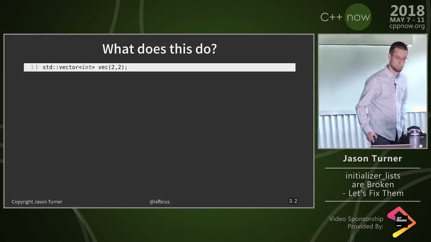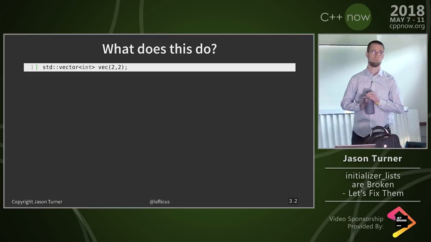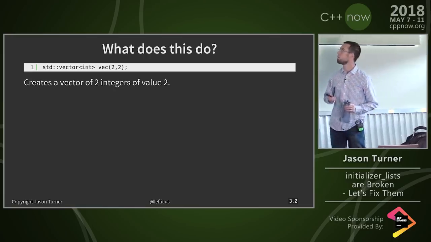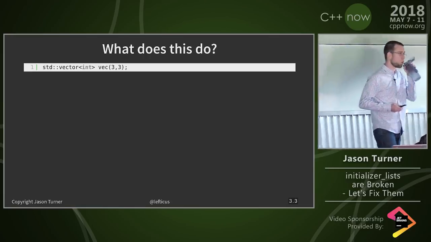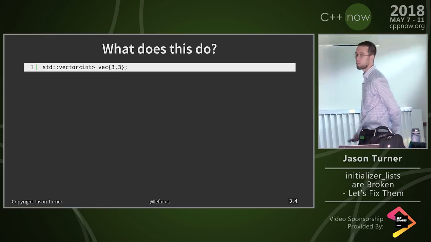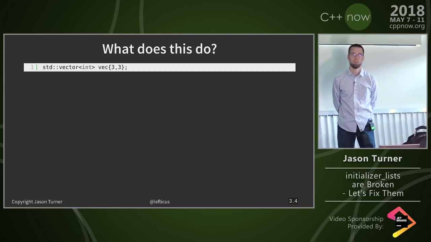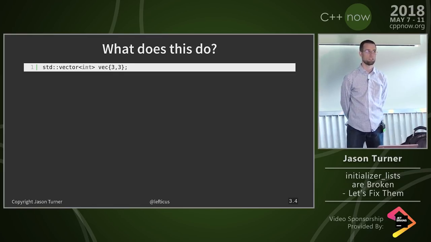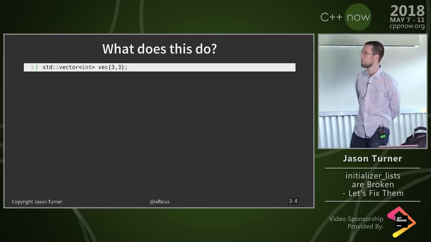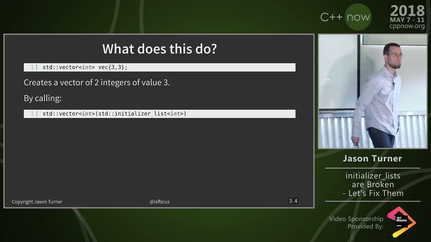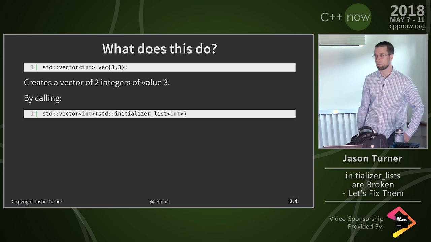All right, some code quizzes. What does this code do? Two integers of value 2. Any argument? All right. Two integers of value 2. What does this code do? Three integers of value 3. What does this code do? Two integers of value 3. Wait, I think I heard a couple of different answers. Did everyone say two integers of value 3? Yes. Okay, just making sure. This works by implicitly calling for us the initializer list constructor for vector.